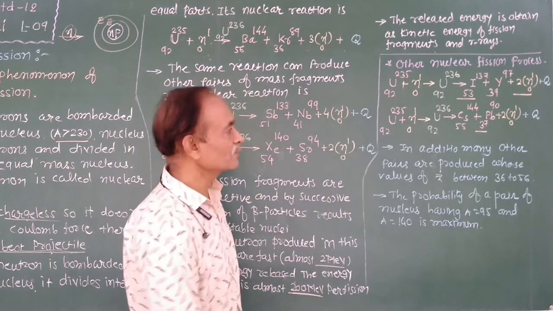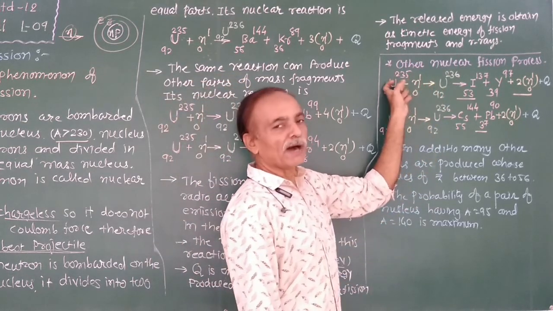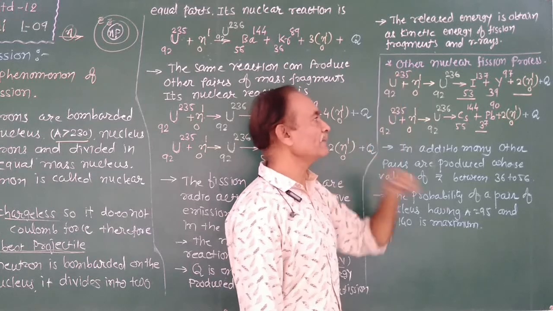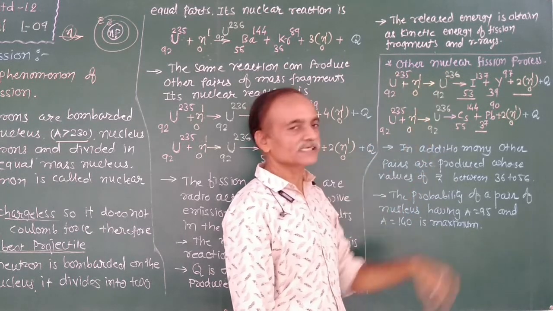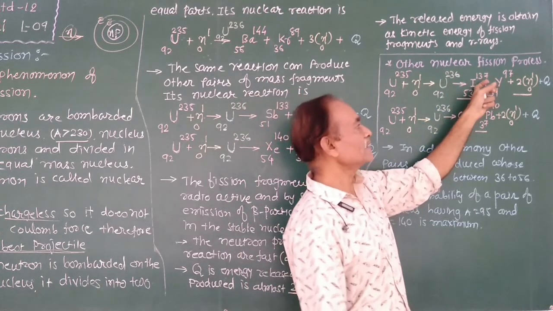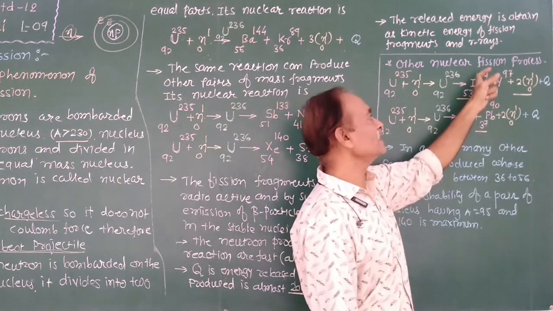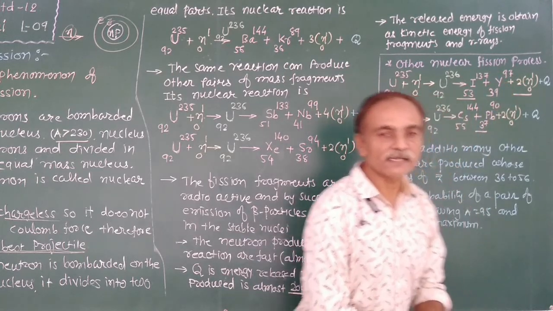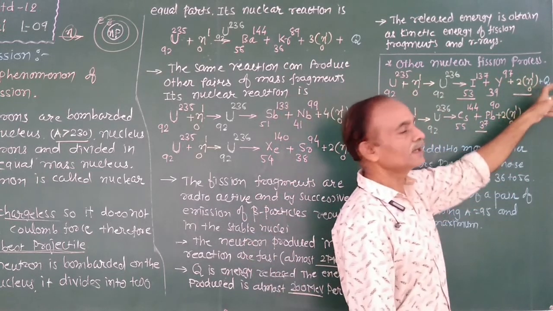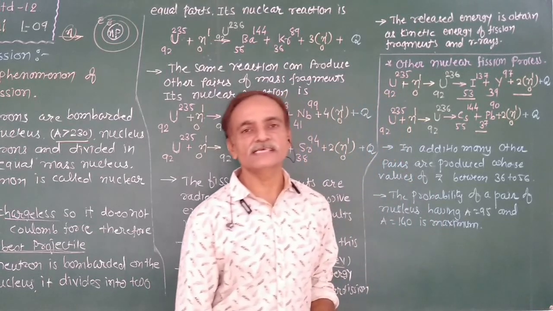Again we repeat these two processes. Neutron is bombarded on uranium-92-235, becomes the unstable uranium nucleus 92-236, and as fission fragments I-53-137 plus Y-39-97 plus 2 neutrons plus Q amount of energy is released.